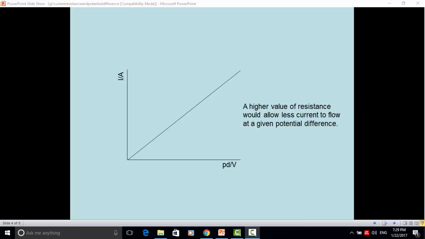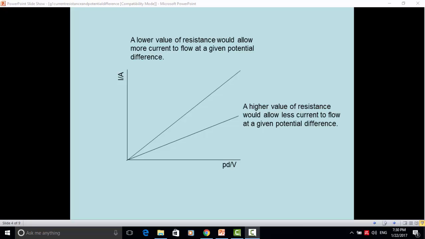Here we have the graph again. If we had a higher value of resistance, it would allow less current to flow at a given potential difference, so it would have a lower gradient. A lower value of resistance would allow more current to flow at a given potential difference, giving a steeper gradient. So the steeper the gradient of a current against potential difference graph, the lower the resistance.